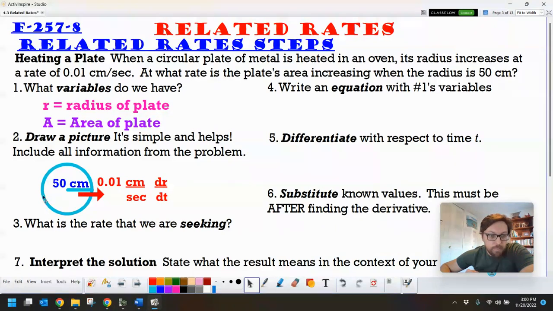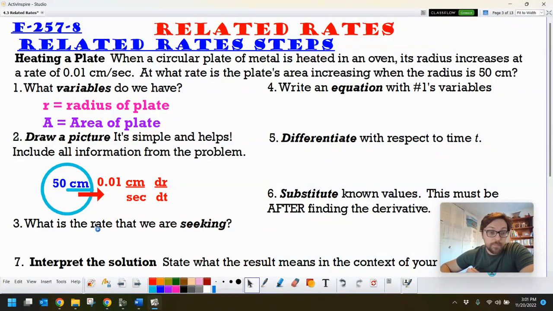So we've got this circular plate of metal, and its radius is increasing. That's what this red arrow is. The heat is causing it to increase, and it's got that rate of 0.1 centimeters per second. So I know that the radius is changing every second: change in radius versus change in time. We want to know what's going on when the radius is 50 centimeters, so I'm also putting my 50 centimeters in there.